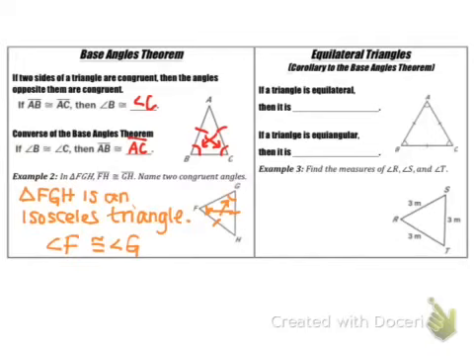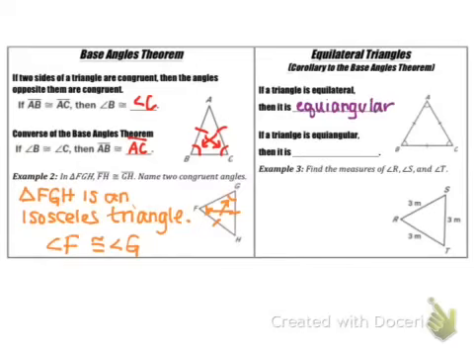All right, and the second property works with equilateral triangles. It says if a triangle is equilateral, and going off of the base angles theorem, since all the sides are congruent in an equilateral triangle, then the angles opposite of those congruent sides will always be congruent. So we can say that if the triangle is equilateral, then it is also considered equiangular.